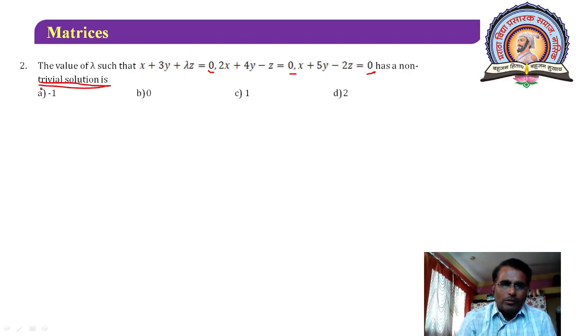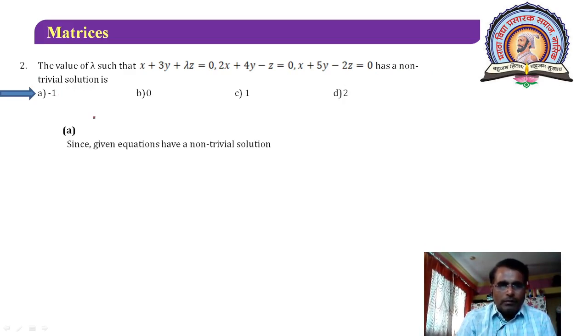Unique solution means trivial solution, that is all variables equal to 0, and we know that that is possible if the determinant is non-zero. And what are we expecting? The value of lambda such that this has a non-trivial solution. Non-trivial solution means the determinant is equal to 0. So, let us see what the solution is. The solution is minus 1, lambda has a value minus 1.